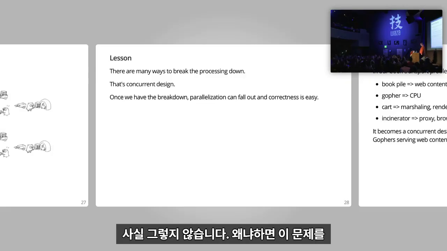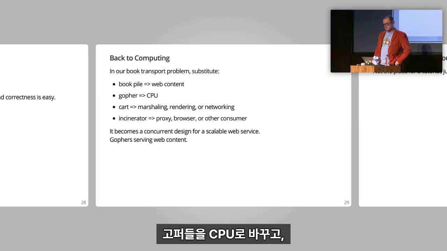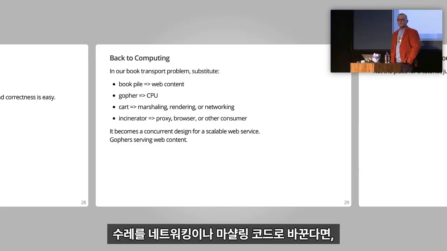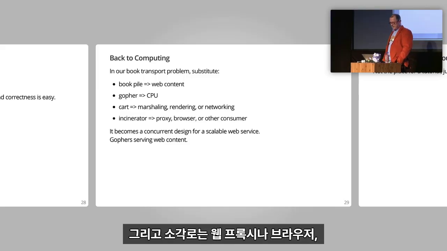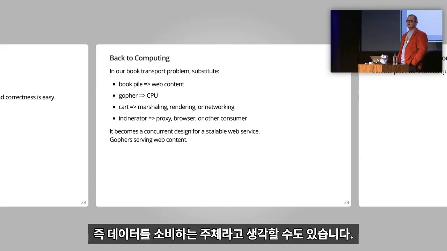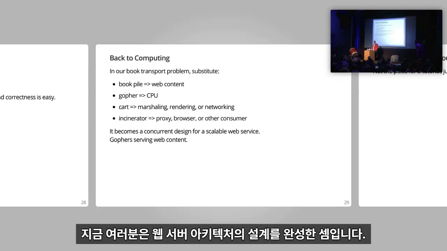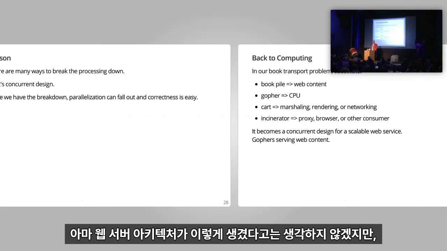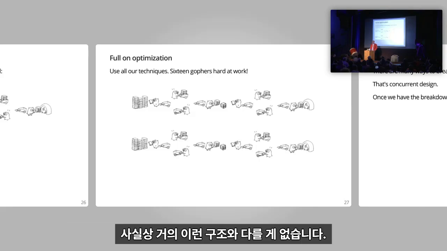Well, actually it does. Because if you take this problem and you change the book pile into some web content, you change the gophers into CPUs, you change the cart to the networking or the marshalling code or whatever it is you need to run to move the data, and then the incinerator is the web proxy or browser, whoever you want to think about as the consumer of the data, you've just constructed the design for a web serving architecture. And you probably don't think of your web serving architecture as looking like that, but the fact is it's pretty much what it is, right?